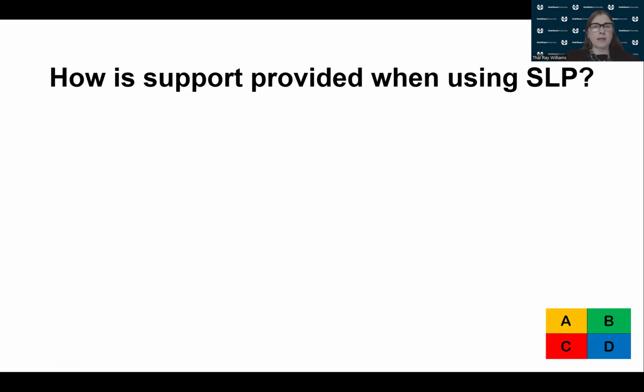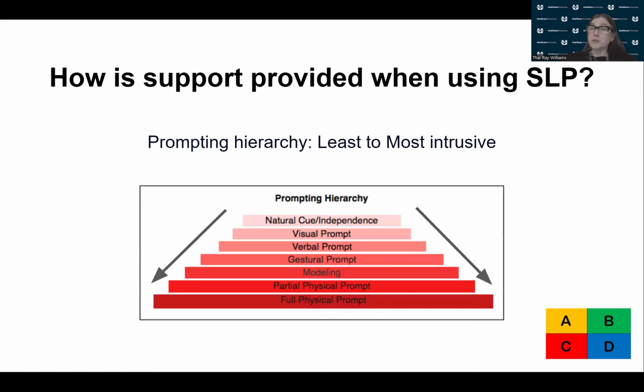All right, welcome back. So how is support provided when using the system of least prompts? If you responded with the prompting hierarchy and moving from the least to most intrusive prompt, then you are correct, because that is how we provide support, with the individualized prompting hierarchy, starting by providing the student with the opportunity to respond independently and then moving from least to most intrusive. And remember, that last most intrusive prompt is going to be your student's controlling prompt.